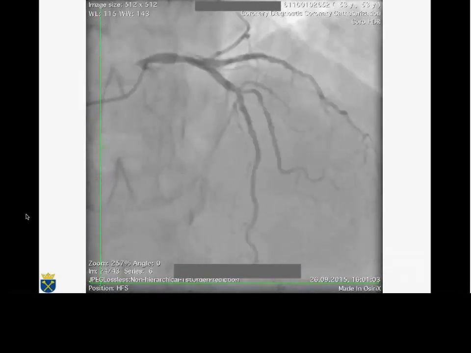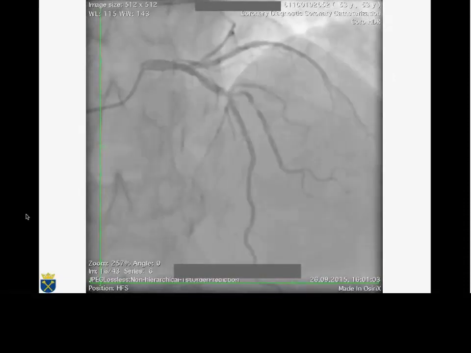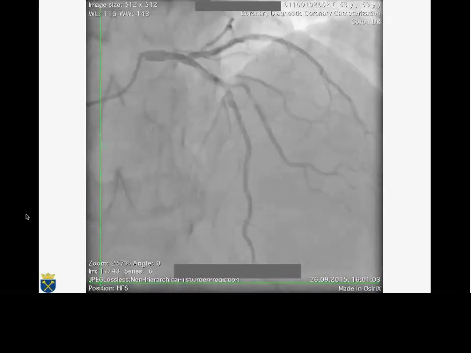That's a good point, and you're right, being careful about it is very important too, watching it and making sure you don't exceed certain numbers. When do you usually stop if, let's say, you don't make enough progress? What is your typical cutoff for stopping the case if the radiation gets up?